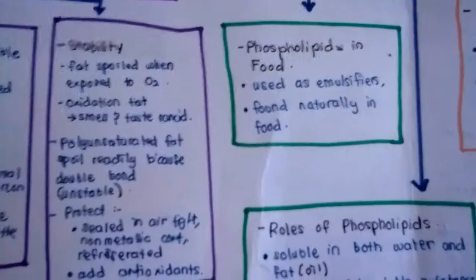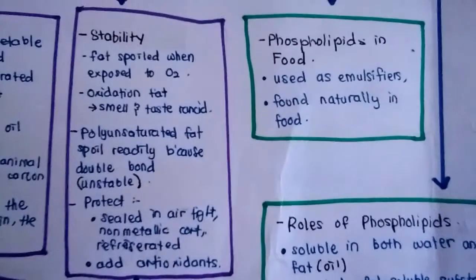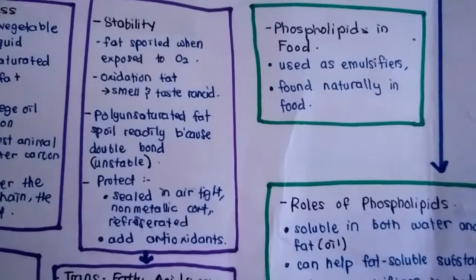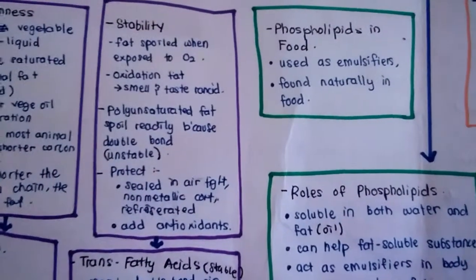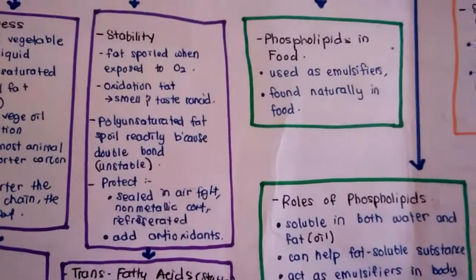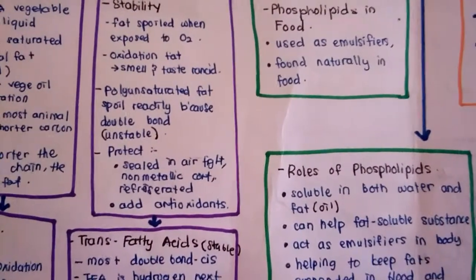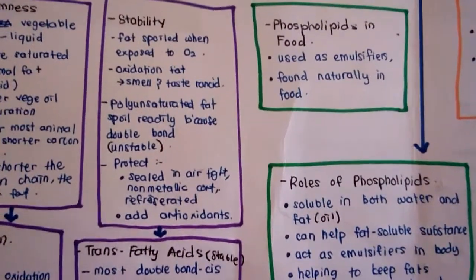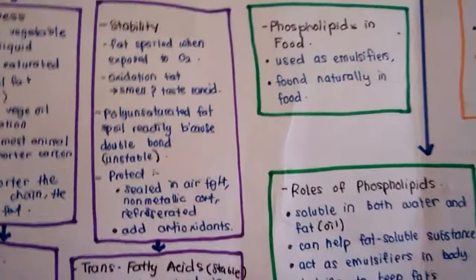Okay, for the stability, fat spoils when exposed to oxygen, and oxidized fats will cause a rancid smell and taste. Polyunsaturated fat can spoil readily because it has double bonds and the chain is unstable. So to protect the fat, we can seal it in an airtight, non-metallic container and refrigerate it. The other thing we can do is add antioxidants to the fat.